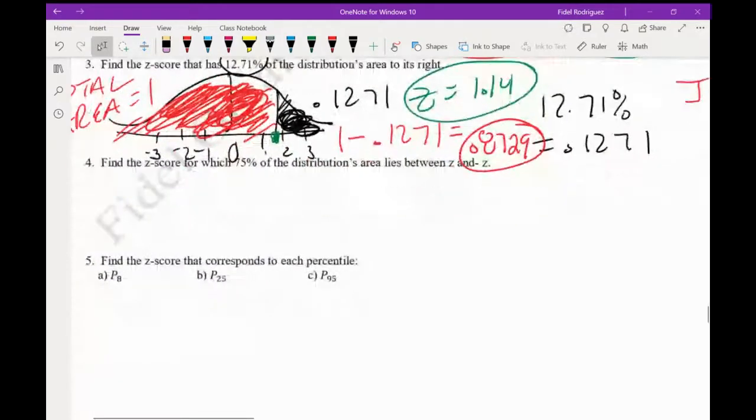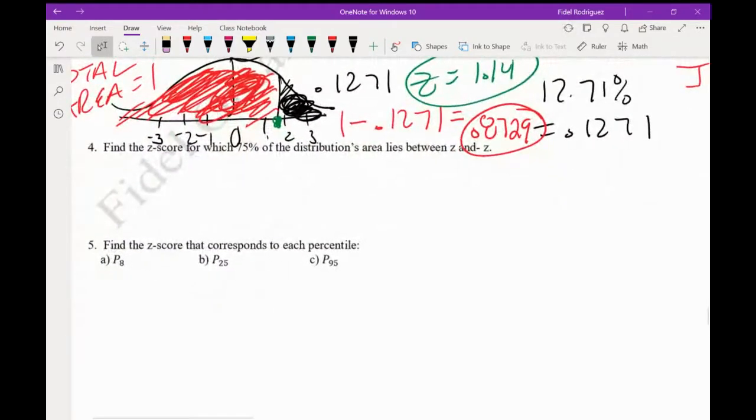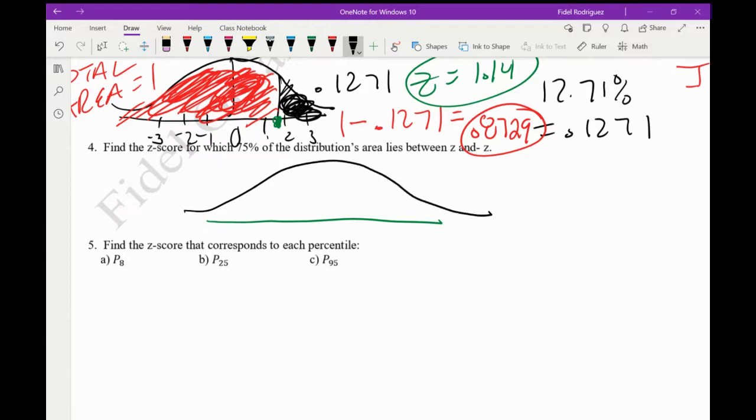So let me take a look at number 4, and it says, find a z-score for which 75% of the distribution's area lies between z and negative z. Okay, guys, I can't emphasize this enough, the picture is going to help me so much in doing these problems. So I'm always going to draw this kind of laying down picture of the curve, right?